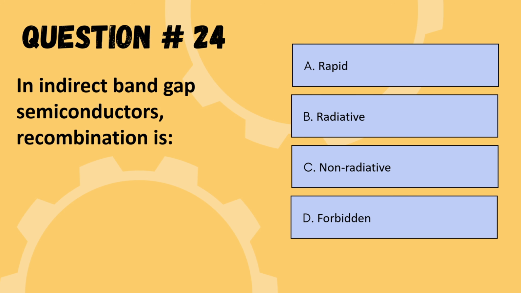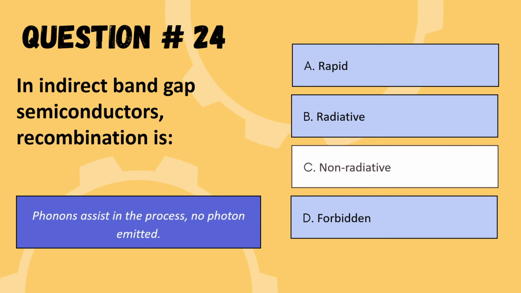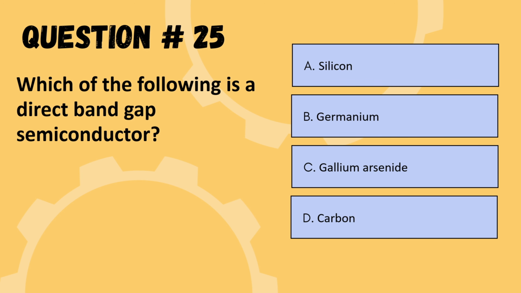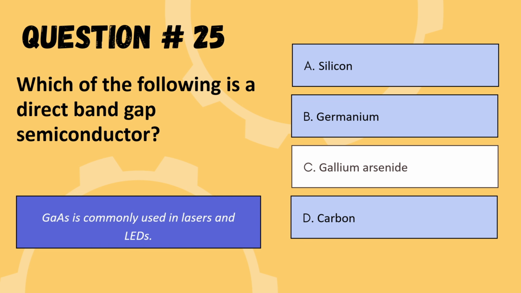Next question is in indirect band gap semiconductor recombination is, options are rapid, radiative, non-radiative, or forbidden. So the correct option is option C, non-radiative. So we are moving to the next question. Next question is which of the following is a direct band gap semiconductor? Options are silicon, germanium, gallium arsenide, or carbon. So the correct option is option C, gallium arsenide. So we are moving to the next question.